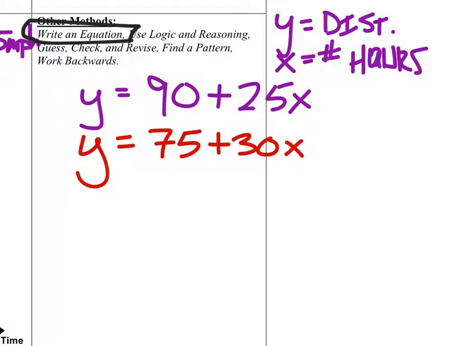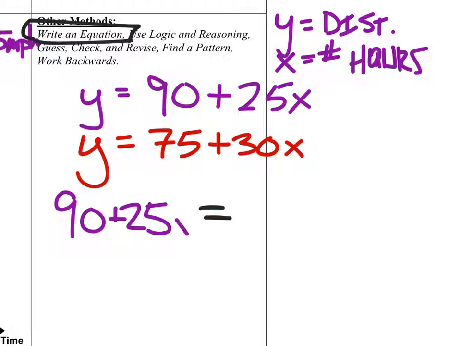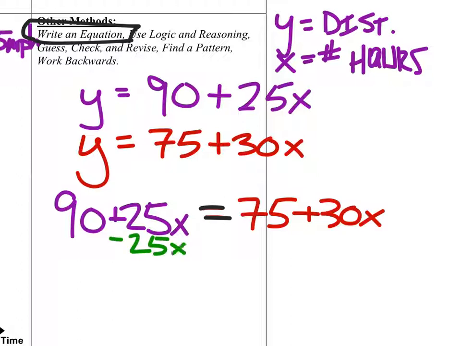What this means is that I want the two to be equivalent. I'll do it like this. So I need Kevin, who's at 90 plus 25x, that's his distance. I need his distance to be equal to Nina's, which is 75 plus 30x. Well, this should look familiar from the last lesson. This is just an equation that we need to solve. So I would subtract 25x from both sides.